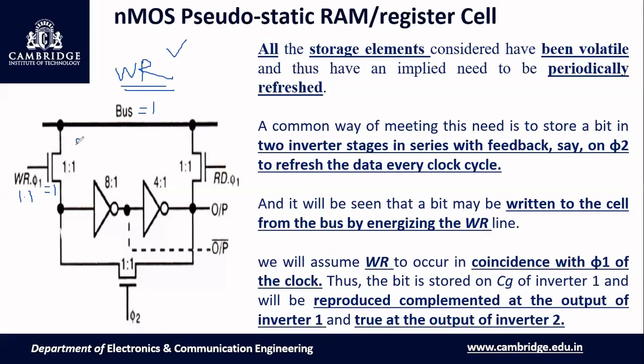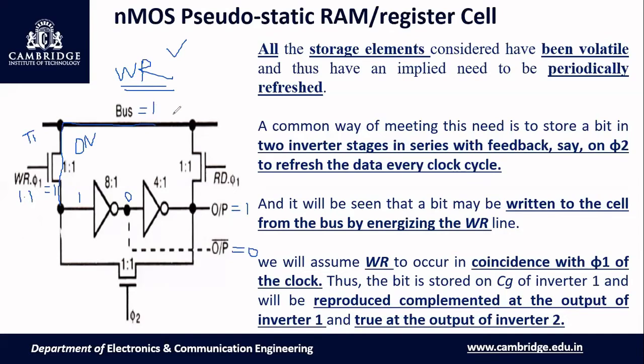Then this transistor will be on. You can take this as some T1 transistor. When T1 transistor is on, whatever data you have in bus, that will be obtained here. So that logic 1 is obtained, that is inverted, you'll get 0. And output will be 1 and output bar will be 0. Understood, no?